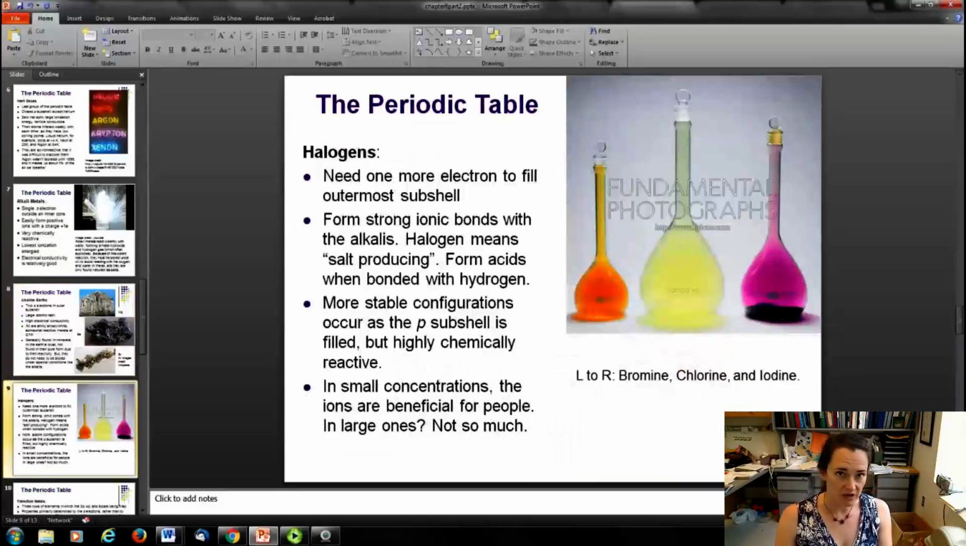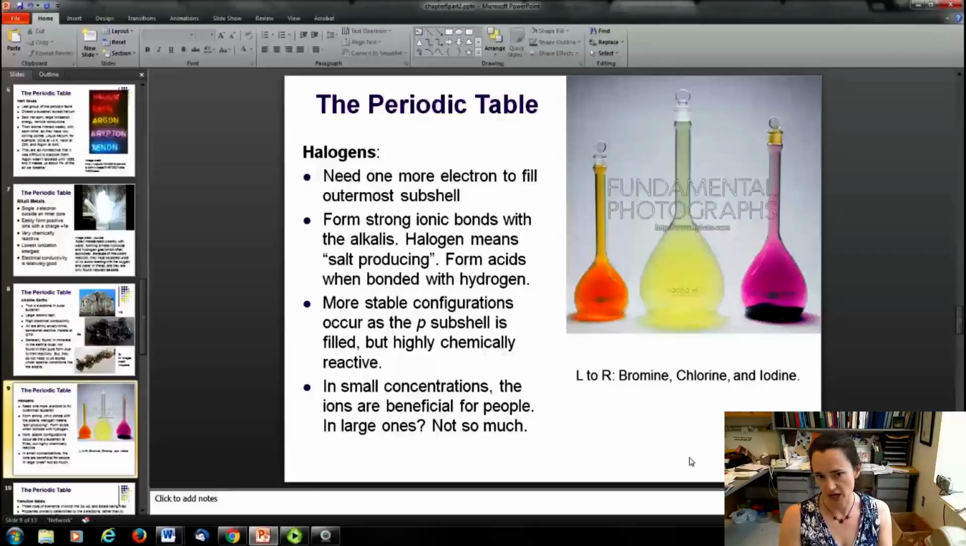Now, if you want something reactive, though, the halogens are also quite reactive because they only need one more electron to fill that outermost subshell. So strong ionic bonds can be formed with the alkalis. Like the alkalis want to give up that electron, the halogens want to accept that electron, so they very quickly react together when they're put in the same area. And they form salts, and actually the word halogen means salt producing. If you put them with hydrogens, they form acids. You've probably heard of hydrochloric, hydrofluoric, those kinds of acids.